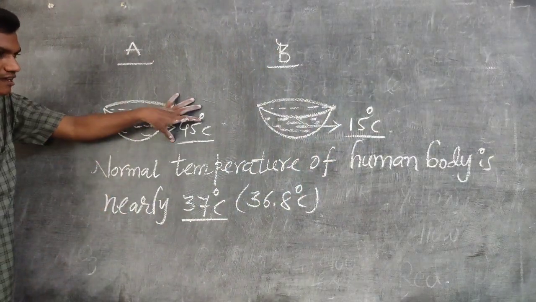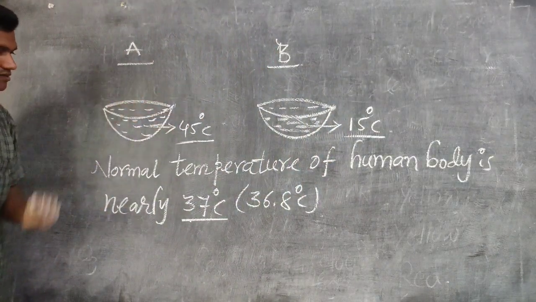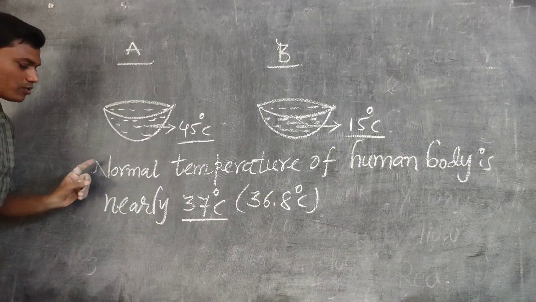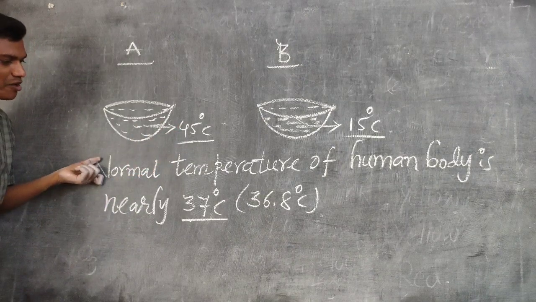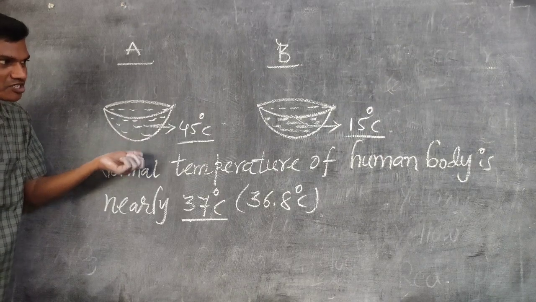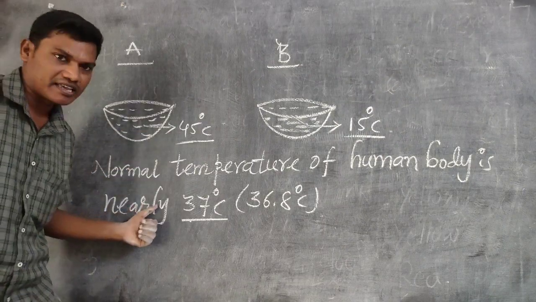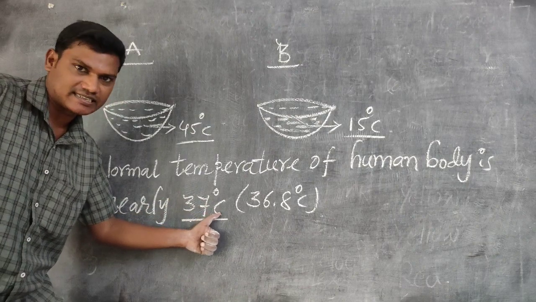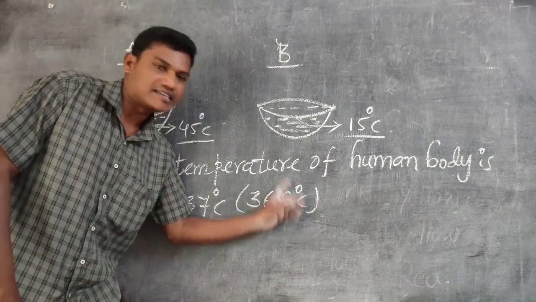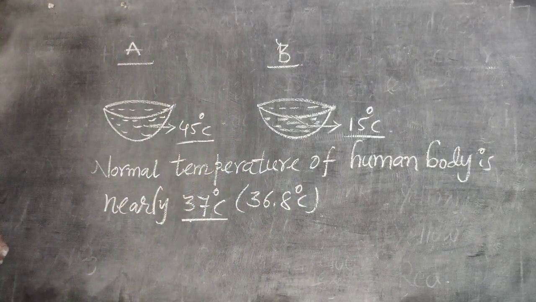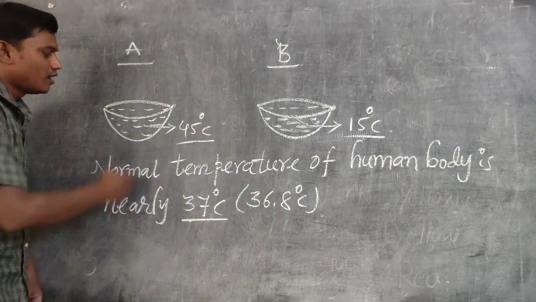To understand the hotness or coldness concept, now we consider the normal temperature of the human body, and we already know that the normal temperature of the human body is nearly 37 degrees Celsius. The exact value is 36.8 degrees Celsius. Now come to the topic.